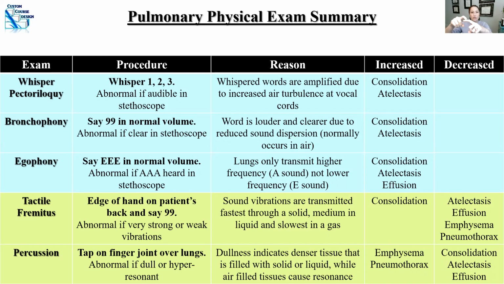And then finally, percussion. We're going to use the little DIP joint on our finger like a mallet to percuss over the lung fields. And you're going to go left to right, so that you're comparing the similar areas. It's normal if you have a uniform percussion across the lung fields. It's abnormal if you have a difference. So if something is dull to percussion, or if something is hyper resonant to percussion, kind of think about your lungs like a drum. And if the drum is filled with liquid or a solid, it's going to be kind of dull. If it's filled with air or too much air, it's going to be very resonant. So let's do each of those in detail now.